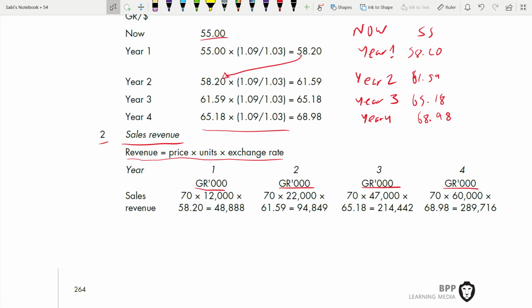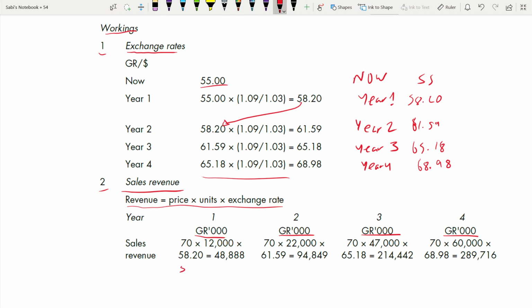Sales. What is the sales unit? 12,000, 22, 47, 60. It is given. An exchange rate you have to use. Don't go and put 55 here, because 55 is in the first column. If you see the order in that table, 55 is in the first one. Don't go and put 55, then 58.2.